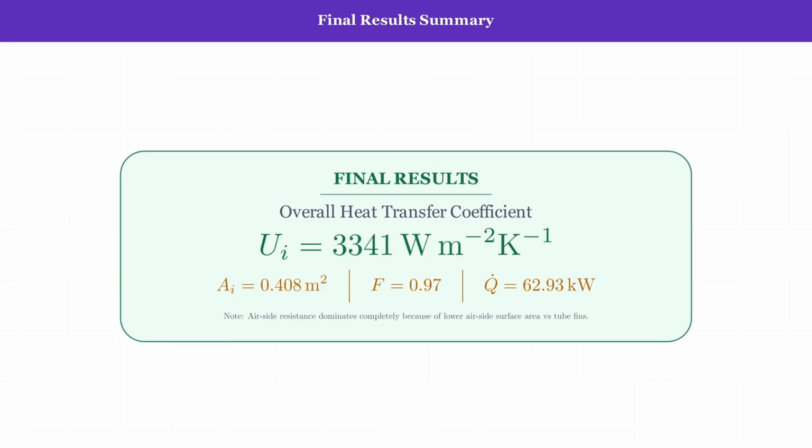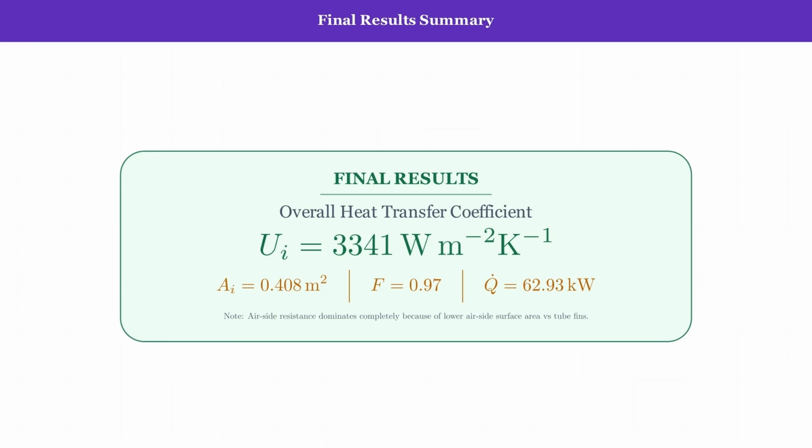The value of U sub I equals 3,341 is not merely a number to record, it is a diagnostic. It tells the engineer exactly where the thermal resistance in this system resides, and therefore exactly where design effort will produce real performance gains. Improving the tube material does almost nothing. Increasing the water side velocity yields diminishing returns, but enhancing the air side geometry through finer fin spacing, optimized fin profiles, or higher airflow velocity attacks the dominant resistance directly.